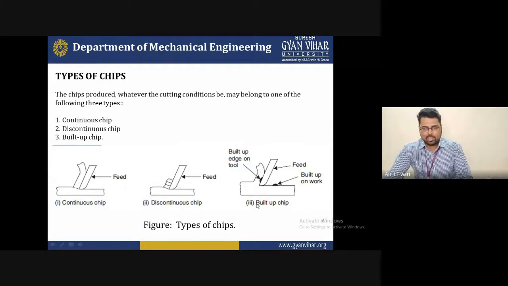And diagram C indicates the build-up chip. To achieve good machinability, the feed rate and the depth of cut are the most important parameters. Whenever you use a machining operation, you must keep in mind that the cutting speed will be high and the feed rate will be high, but the depth of cut will be reduced, because as the depth of cut increases, the heat, temperature and forces increase in that particular area, which generates the build-up chip.